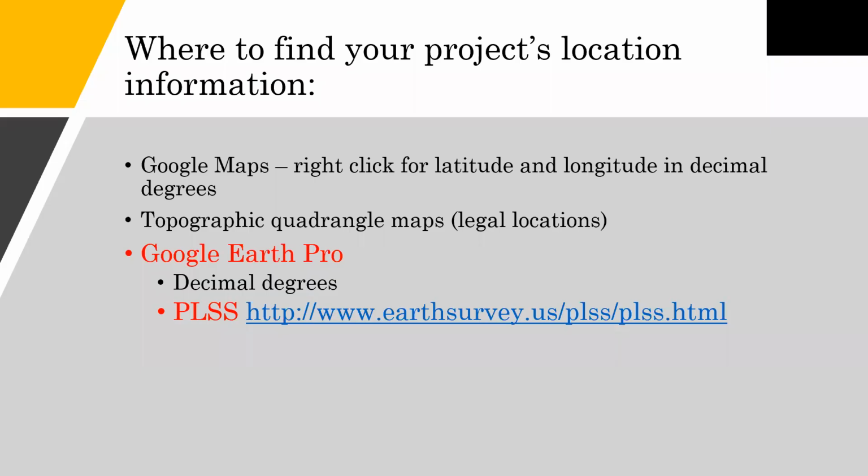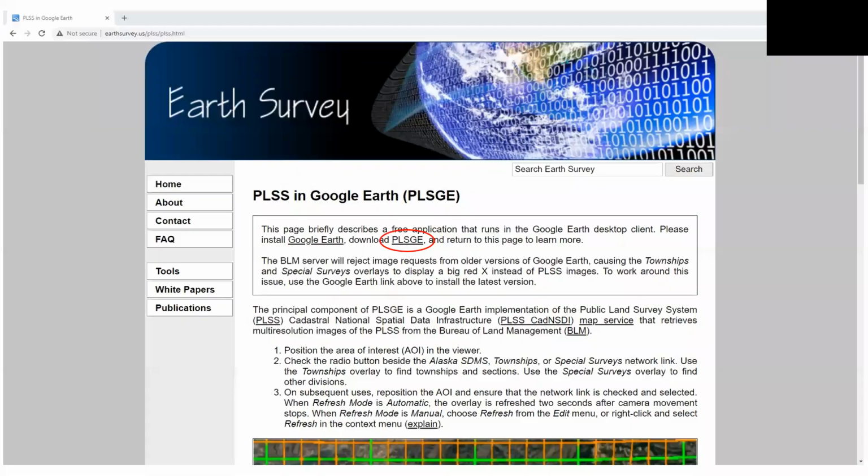You can add an overlay to Google Earth or Google Earth Pro to view legal locations, township, range, and section data directly in Google Earth. This overlay is available through the link in this slide. If you navigate to the web address provided in the previous slide, this is what you will find. Click the PLSGE hyperlink to begin the download of this overlay.